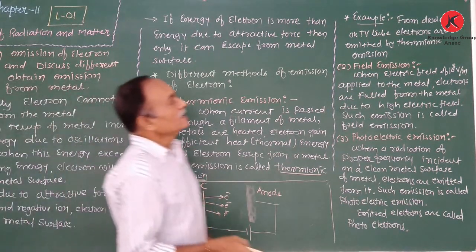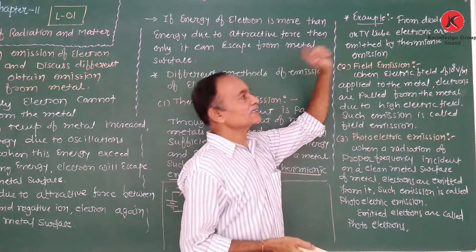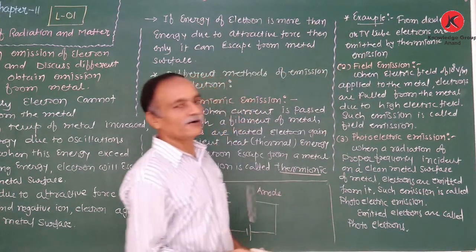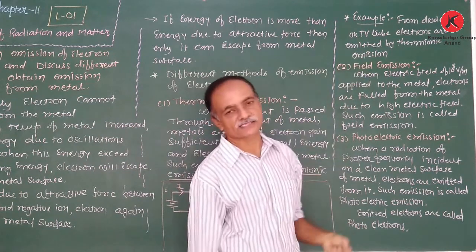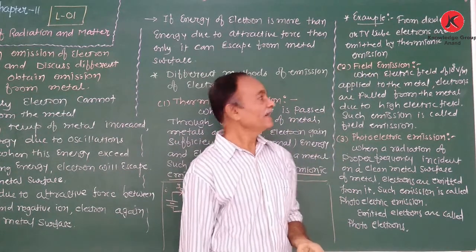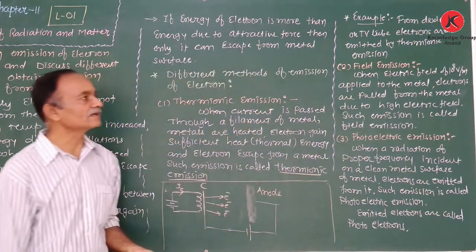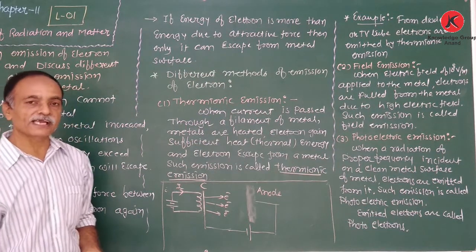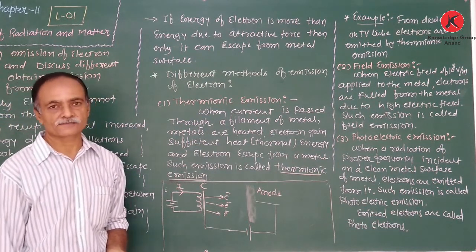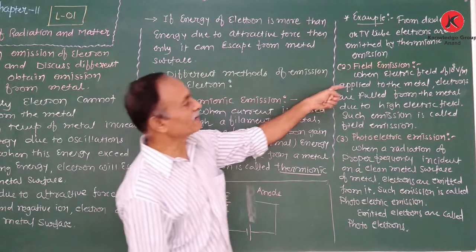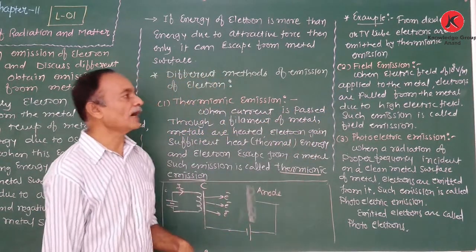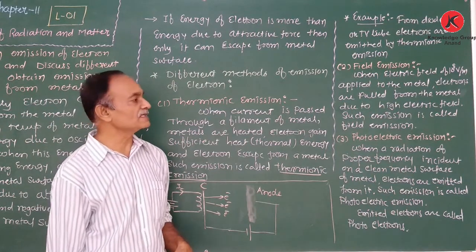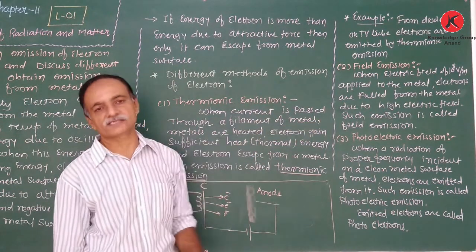Now, examples of thermionic emission are the diode and the TV tube. The electrons are emitted by thermionic emission. Next is the field emission. When an electric field of 10^8 volt per meter is applied to the metal, the electrons are pulled from the metal. Due to the high electric field, such emission is known as field emission.